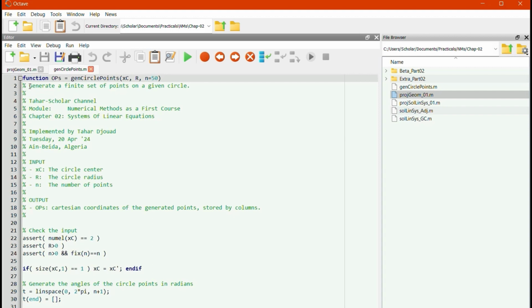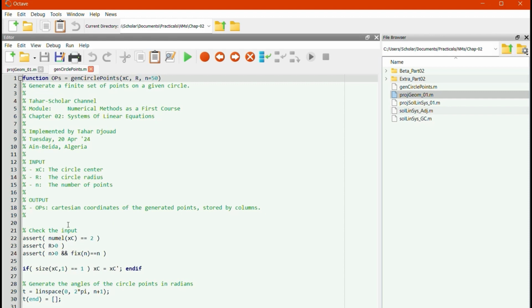So let's read the comment. Generate a finite set of points on a given circle, Tahar Scholar channel, module numerical methods as a first course, chapter 2, systems of linear equations, implemented by Tahar Jawad, Tuesday, the 20th April 2024, Algeria, the input XC, R, and N, and the output OPS. I read intentionally the first comment for copyright reason. So, to emphasize, I'm the author. And also the date is important.